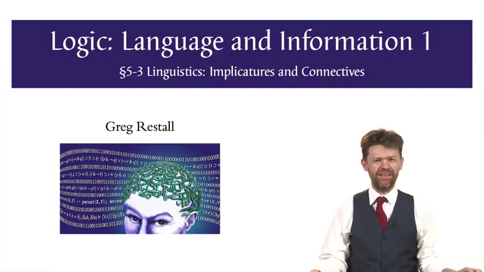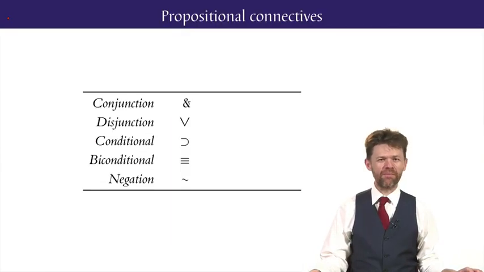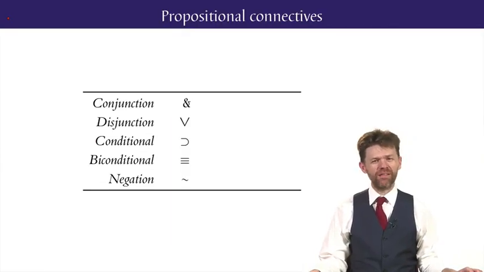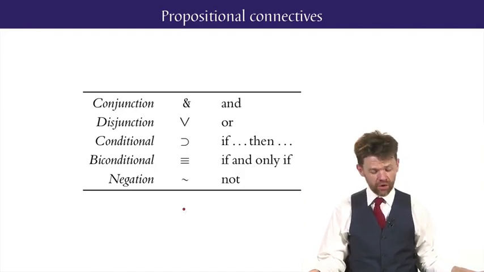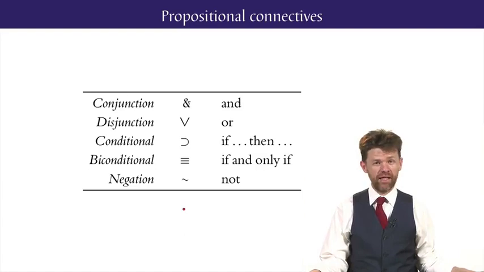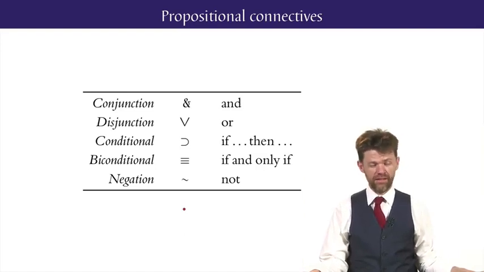Welcome to the last lesson in the Linguistics section of Logic, Language and Information 1. In this lesson, we'll look at the logical connectives we've studied in the subject: conjunction, disjunction, the conditional, the biconditional, and negation, and the connection between these technical, precisely defined concepts given with formal rules like the truth tables or the proof tree rules, and the concepts we express in our everyday natural languages, like English.